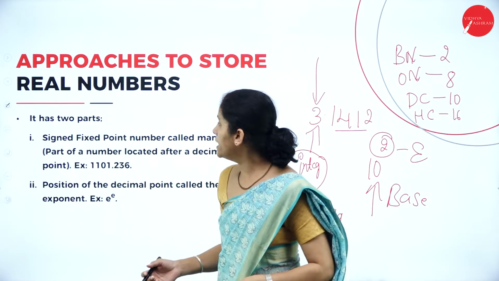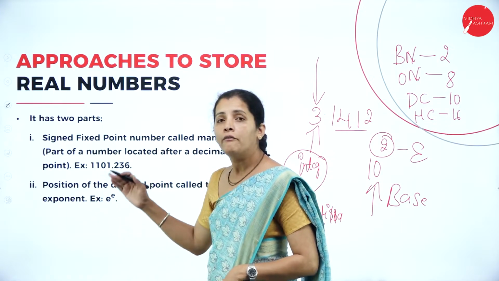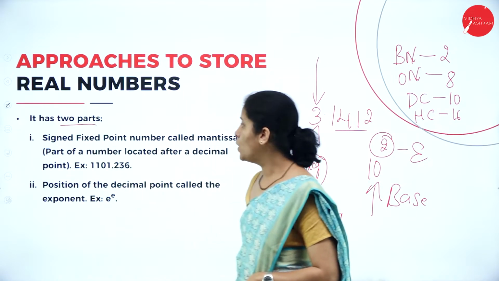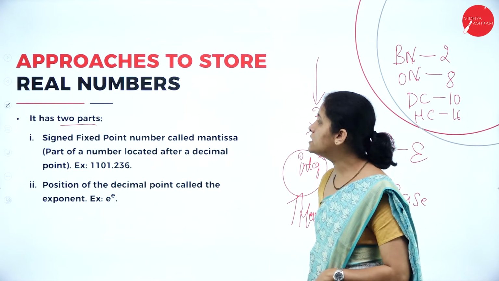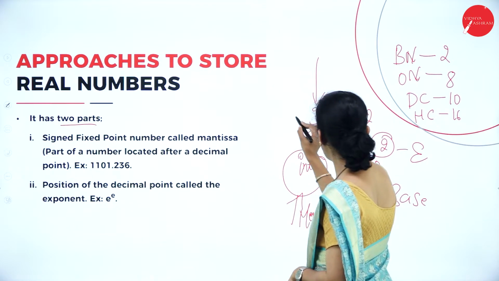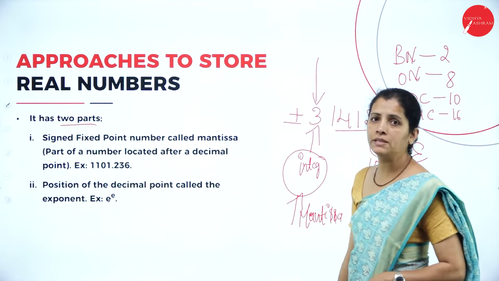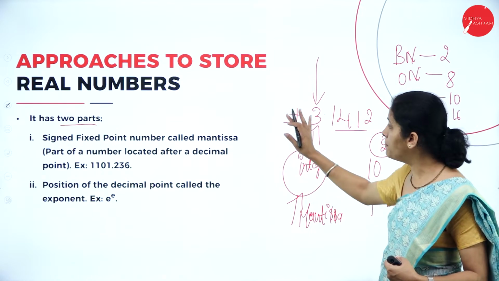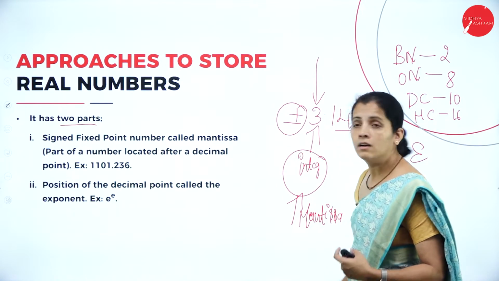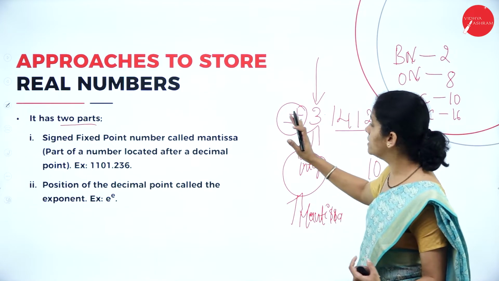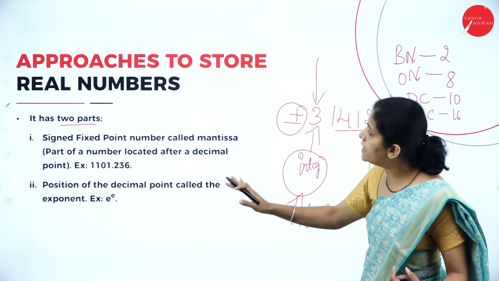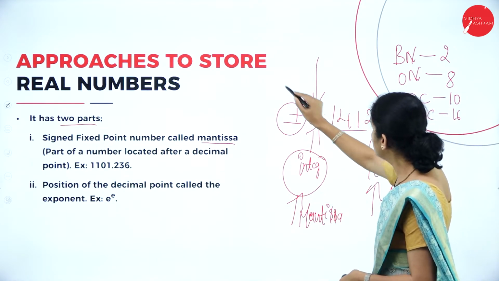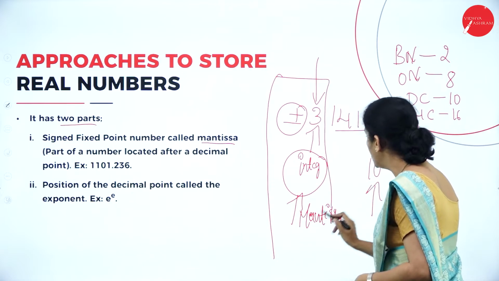Now, dear student, if I consider floating point number, it has 2 parts. One is signed fixed point number. So if I have plus or minus, that means I can have a positive number as well as a negative number. So this plus and minus is nothing but the sign. Okay, so the signed fixed point number is called mantissa. That means this part is called mantissa.